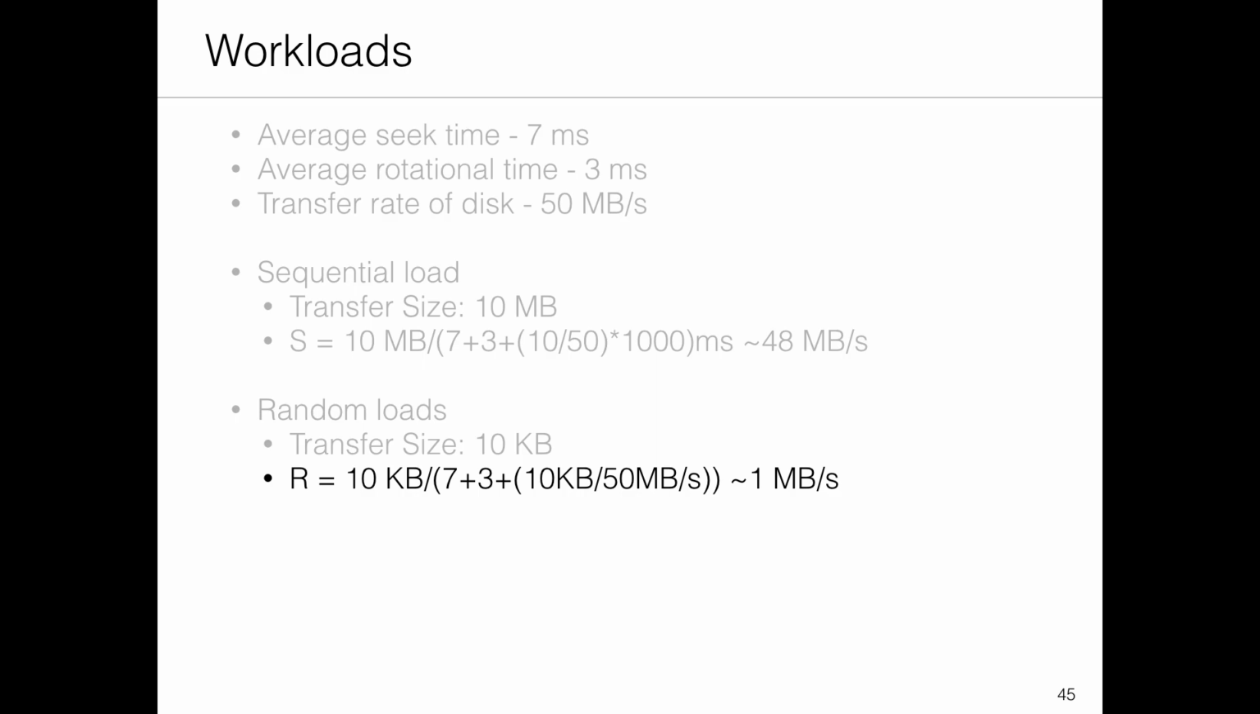Whereas in this sequential load, let's say that again you're reading in blocks of 10 kilobytes only, but once you've done the seek and the rotate for the first 10 kilobytes, the next 10 kilobyte blocks or sectors are free for us. We don't require any seeking and rotation. So all the time is taken only by the transfer. So we can see very clearly that S is almost 50 times R in this particular example.